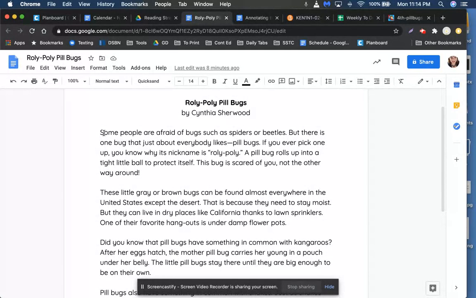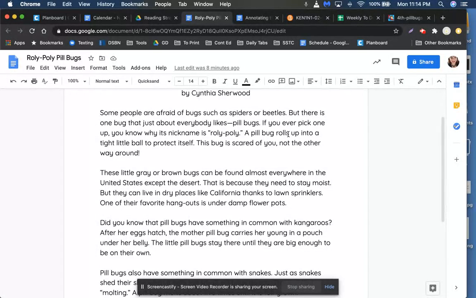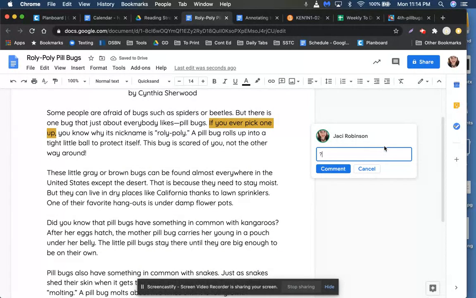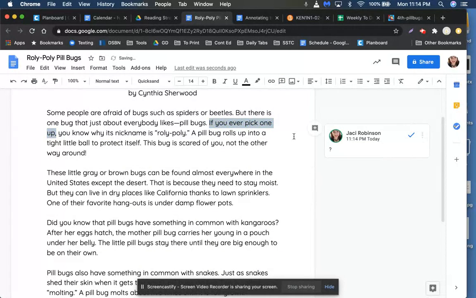Okay, some people are afraid of bugs such as spiders or beetles. But there is one bug that just about everybody likes: pill bugs. If you ever pick one up, you know why its nickname is roly-poly. So as I'm reading this, I'm wondering, well, what happens if you have never picked one up? Would you know why the nickname was what it was? So I'm going to put a little thing here with a question mark because I have a question about that.